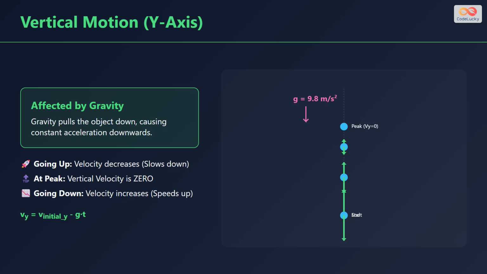The vertical motion is different. Gravity is constantly pulling the object down. This means it slows down as it goes up, stops momentarily at the very peak where vertical velocity is 0, and then speeds up as it falls back down. We calculate this changing velocity using the acceleration of gravity, which is approximately 9.8 meters per second squared.